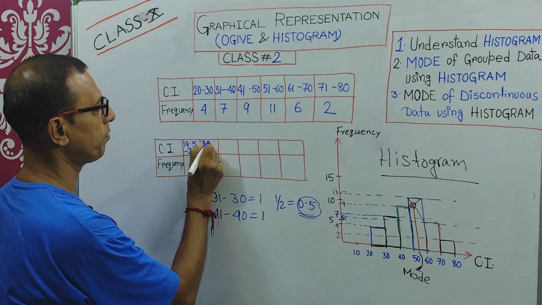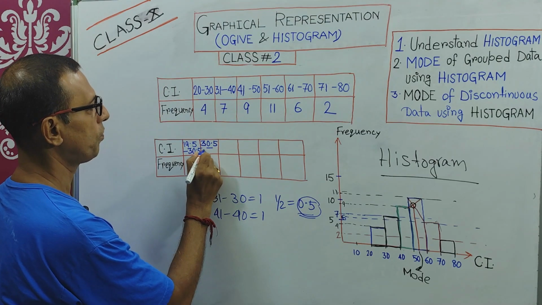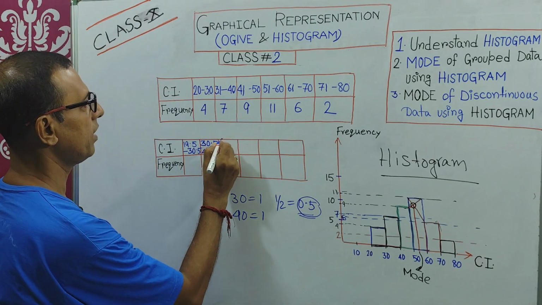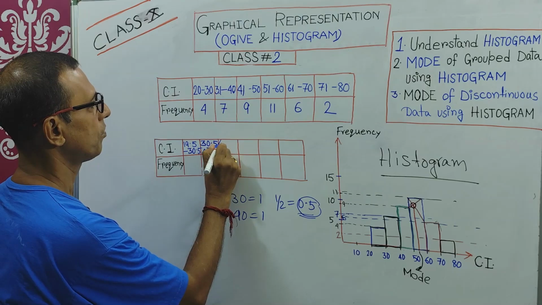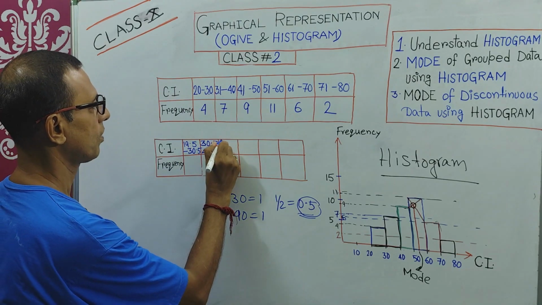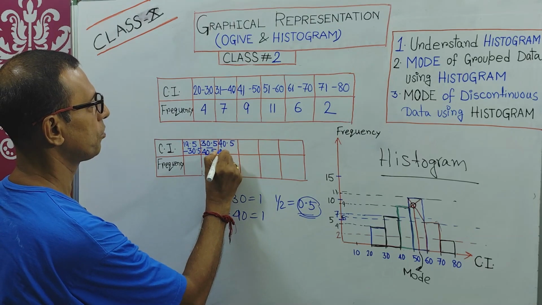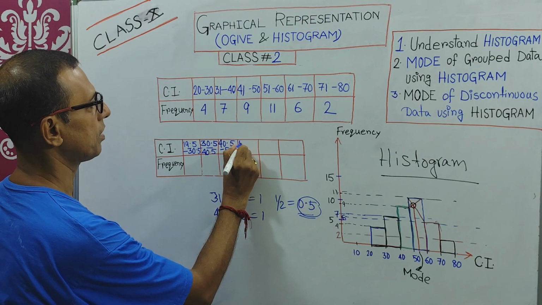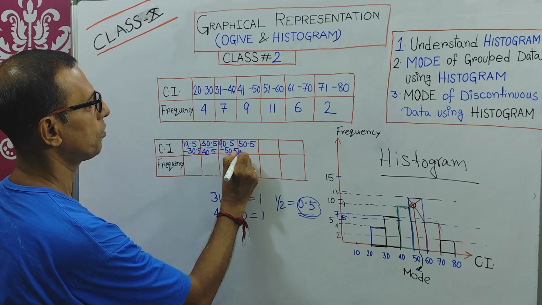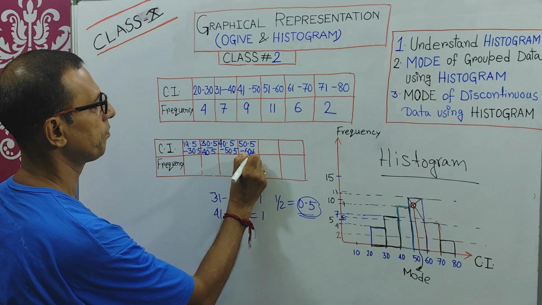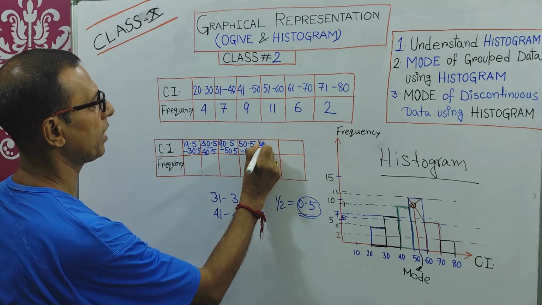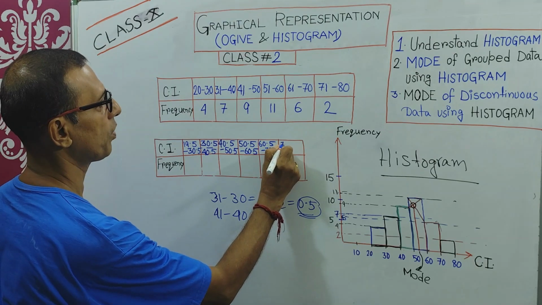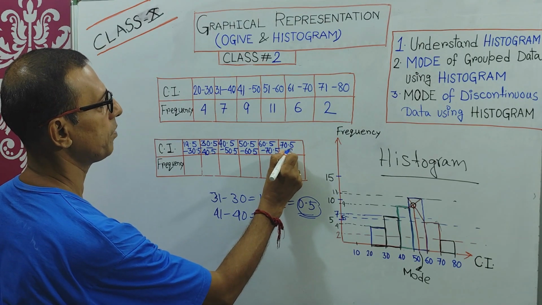So 30.5 to 40.5. Similarly, 40.5 to 50.5. 51 to 60 becomes 50.5 to 60.5. Then 60.5 to 70.5, and 70.5 to 80.5.